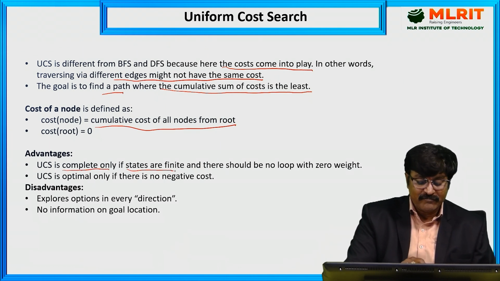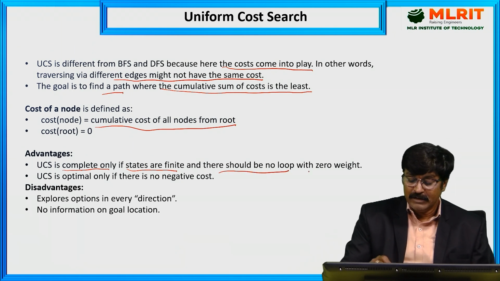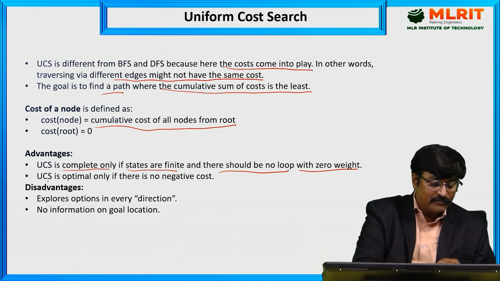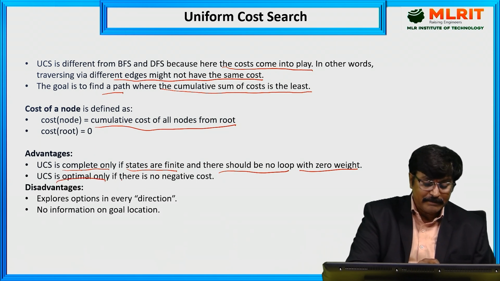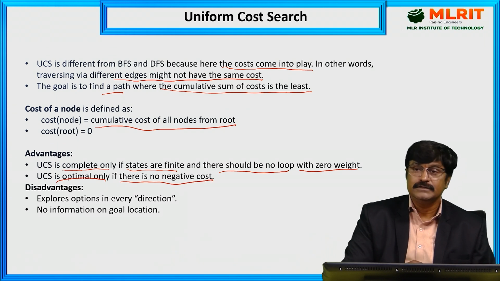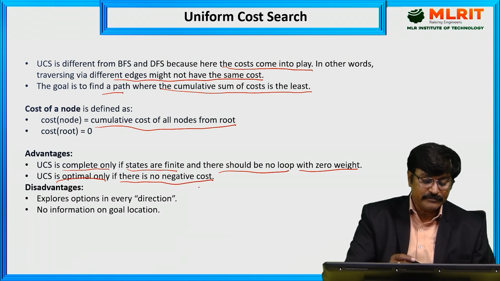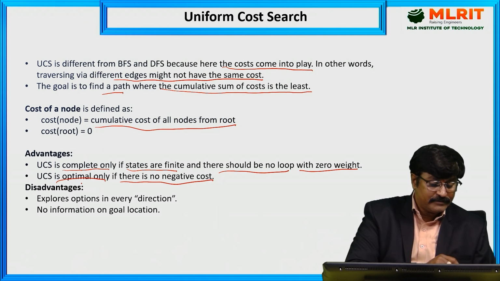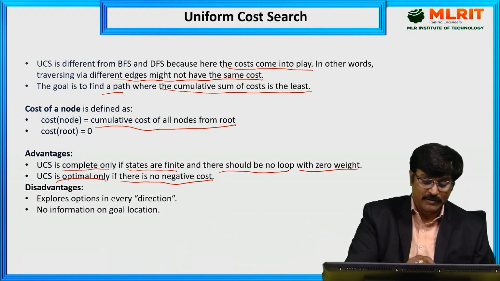Its states should be finite, and there should be no loop with 0 weight, then only it is working. UCS, uniform cost search, is optimal only if there is no negative cost. Whatever the node cost is, if there is no negative cost, then it is giving the optimal solution. So that is the advantage in this case. Shortest path finding and optimal path finding are possible.